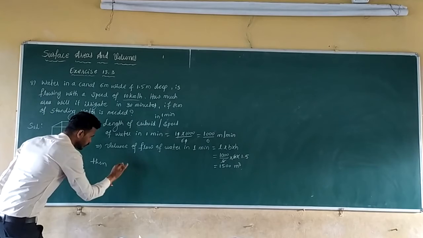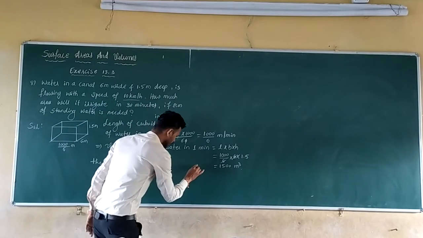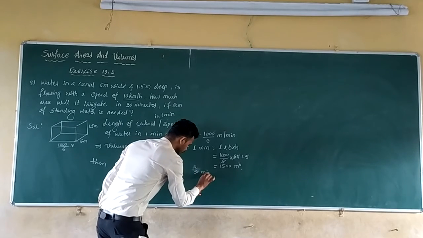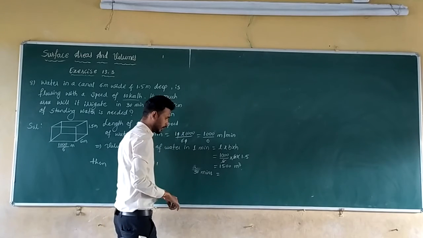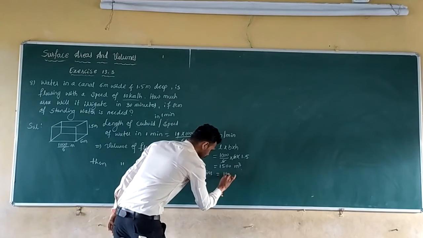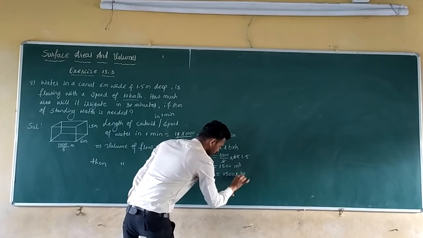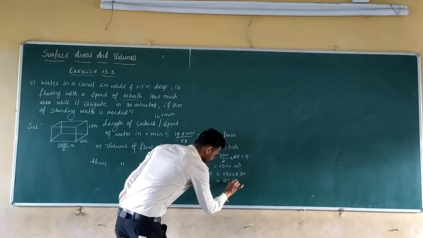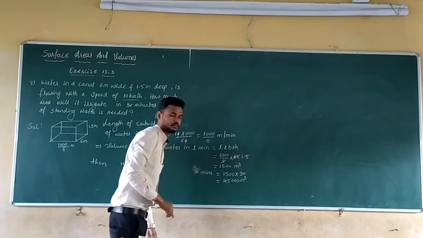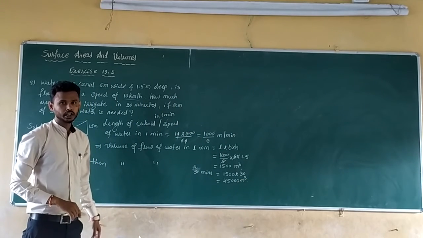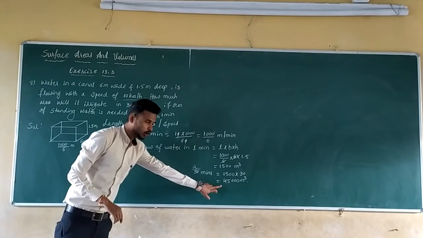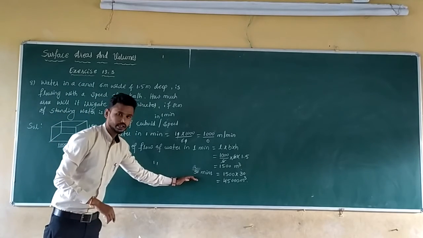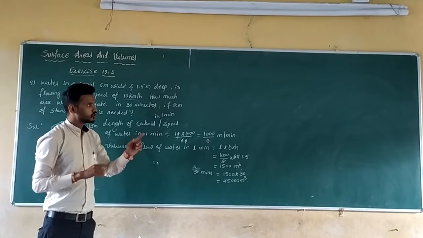Then the volume of flow of water in 30 minutes equals 1500 into 30. Multiply that, and you will get 45,000 meter cube. This is the volume of flow of water in 30 minutes. So however much flows in 30 minutes, that much will be used for the irrigation. So both the volumes are the same.